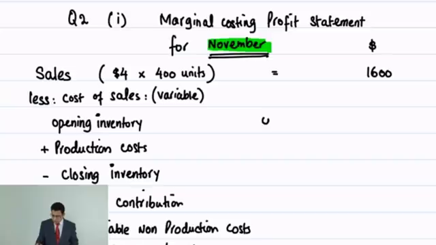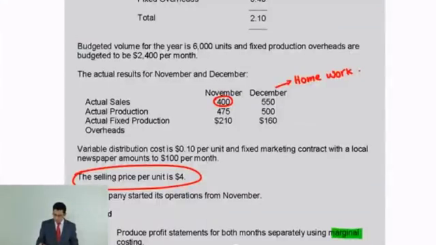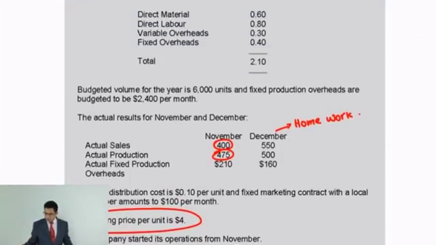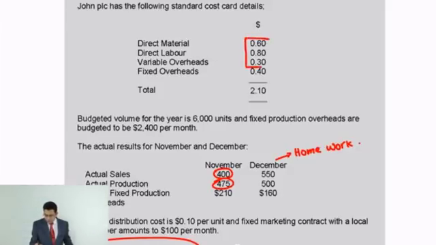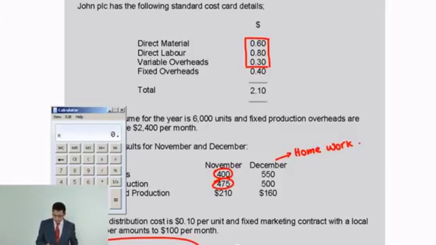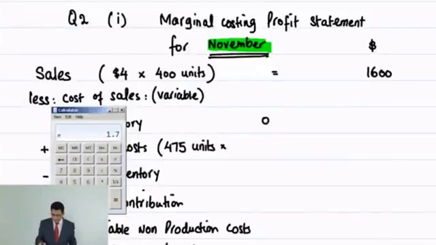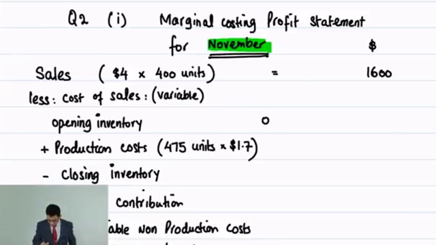Now the cost of sales. Opening inventory. Can I say there were no units of opening inventory, so the value will be 0? Plus production costs. They produced 475. And what is the value of 1 unit as per marginal costing? Only variable components, meaning only direct materials, direct labor and variable overheads. So 0.6 plus 0.8 plus 0.3 adds up to 1.7. 475 times 1.7 comes to 807.5, and if you don't mind, I can round it off to 808 approximately. And minus closing inventory.